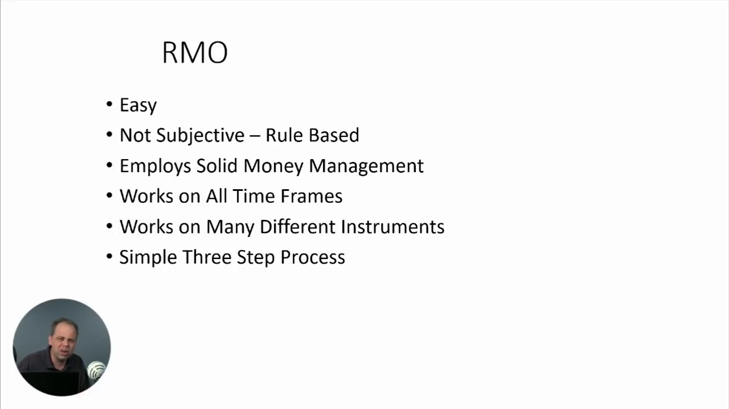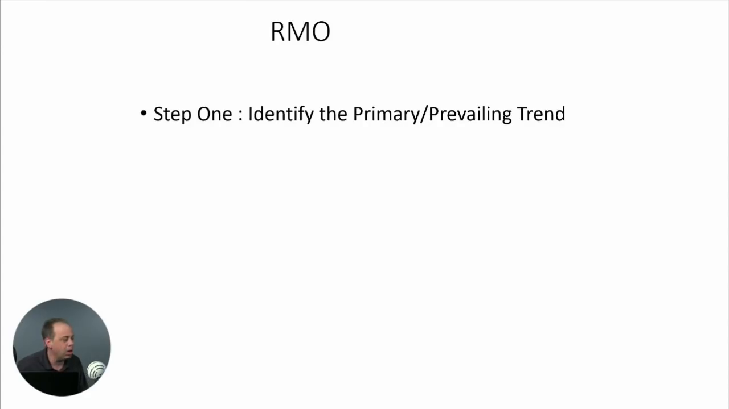It's objective, so you're not trying to make decisions based on what the news is or the latest Trump tweet or whatever it might be. If you use it correctly, and if I show you how to use it correctly, you'll use it with solid money management. And again, I've shown this in probably 50 or 60 different countries on a lot of different instruments. And it really is a simple three-step process that you can use to follow and identify and trade with the trend. So that's why I like to show it.